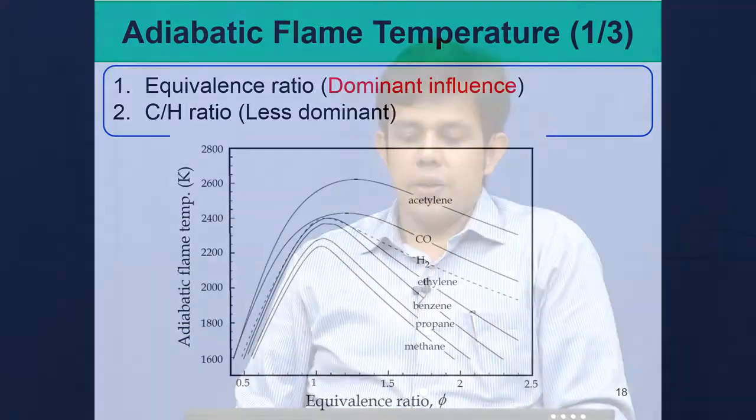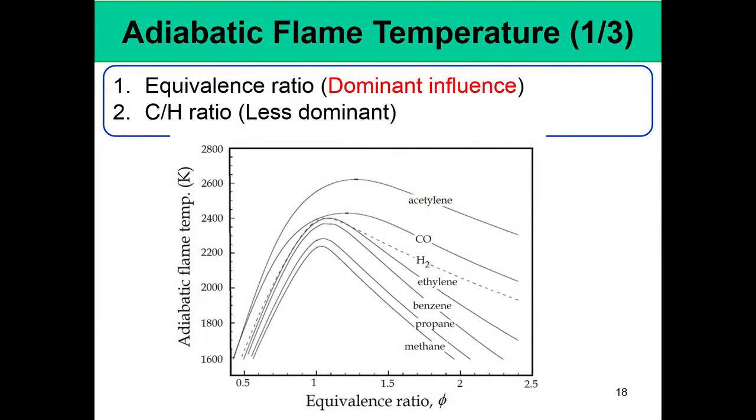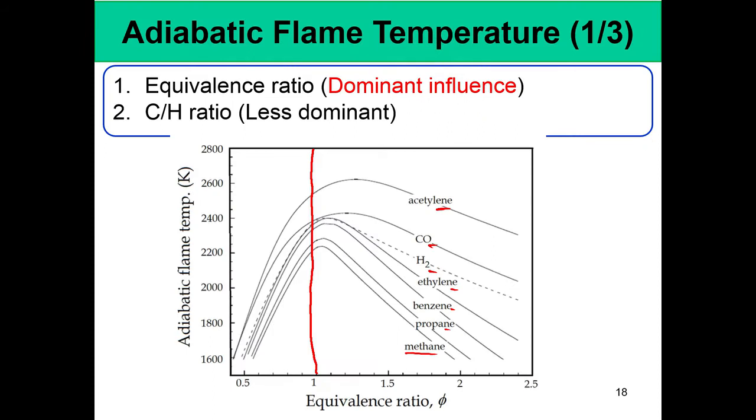So, this is how the adiabatic flame temperature for different fuels looks. You see methane, propane, benzene, ethylene, hydrogen, carbon monoxide and acetylene. Okay. And you see that it peaks at an equivalence ratio of 1, though it is slightly shifted from 1, but all the temperatures you see are around 2200 to 2600 Kelvin, because this is the adiabatic flame temperature in air.